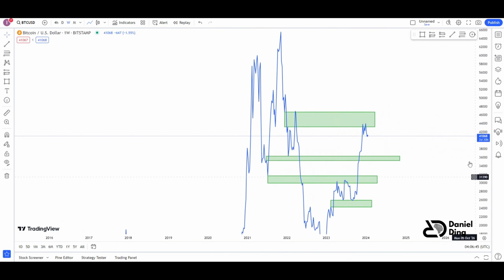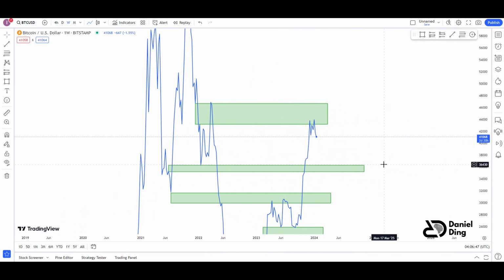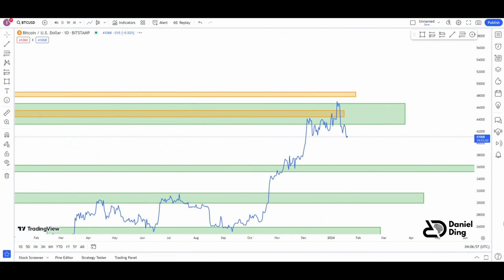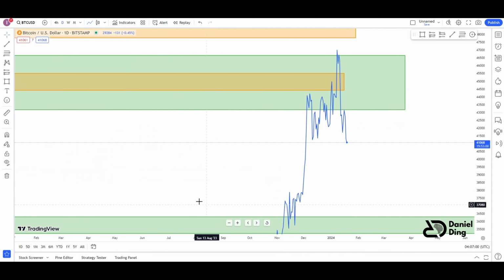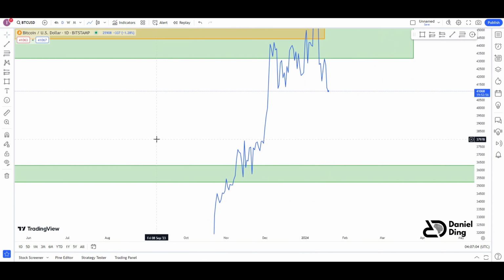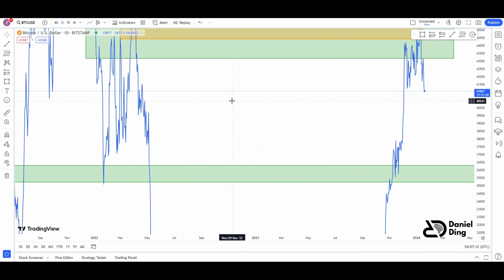So always start, don't get confused, always start with the higher time frame, mark the weekly base, and then zoom in to daily time frame on the line chart and look for the daily base. Now look, this is the current price. Where is the nearest base? Look for the nearest base.